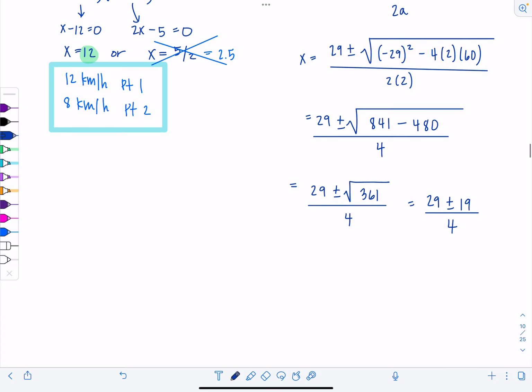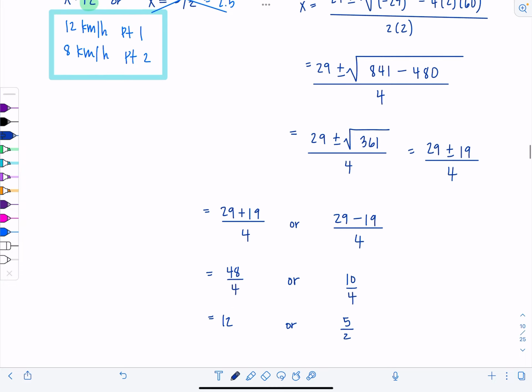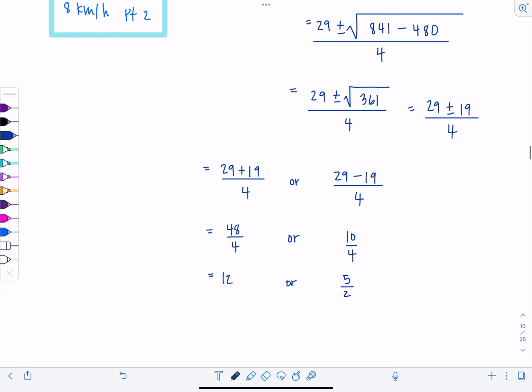So how do you proceed from here? Will you do 29 plus 19 over 4 or 29 minus 19 over 4? You've got to separate them at this point. 29 plus 19 over 4, that is 48 over 4, which is 12. Or 29 minus 19, that's 10 over 4, which is 5/2. And those are the same answers we got when we factored. And then we knew to throw away this one, and we kept 12 kilometers per hour.